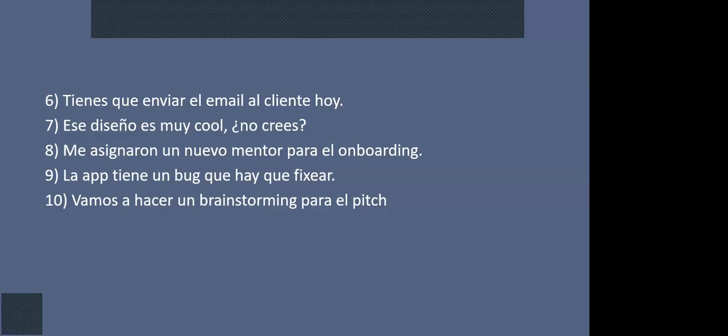Okay. Number 9. 9 and 10. The app has a bug that needs to be fixed.